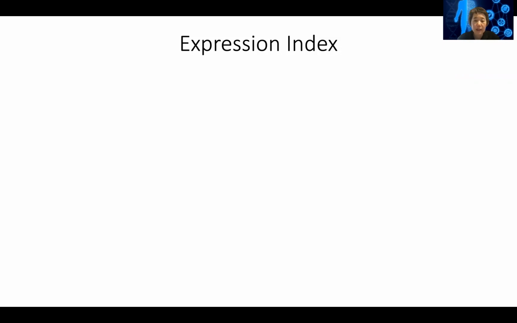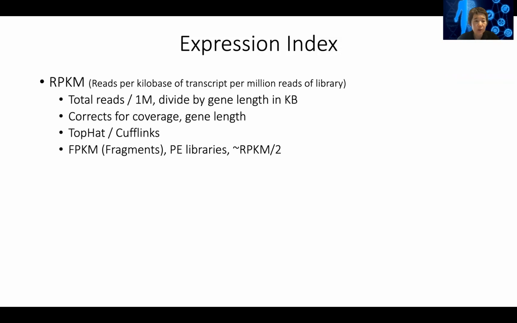The quantified expression data is called expression index. As we can see from the previous section, there are traditional approaches which measure RPKM or FPKM. This basically normalizes by the library sequencing depth first before normalizing by the gene length. Earlier methods such as TopHat and Cufflinks use this approach.